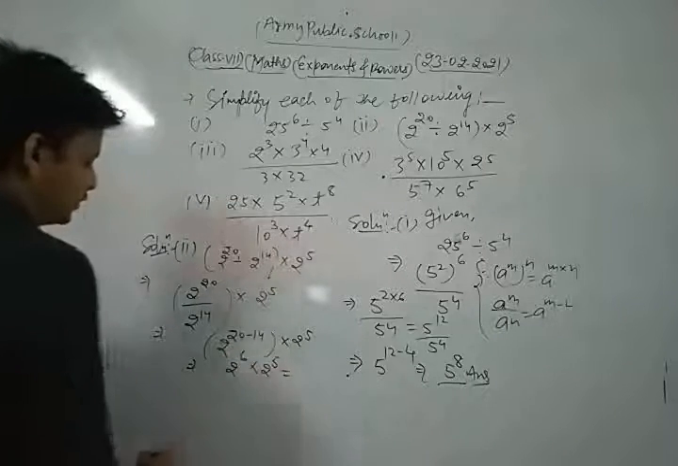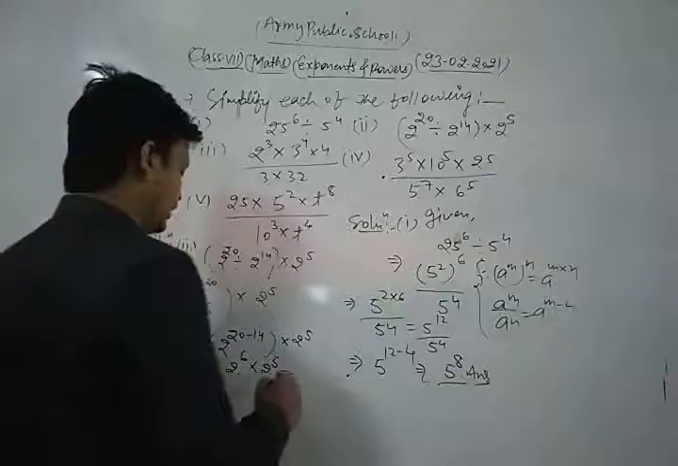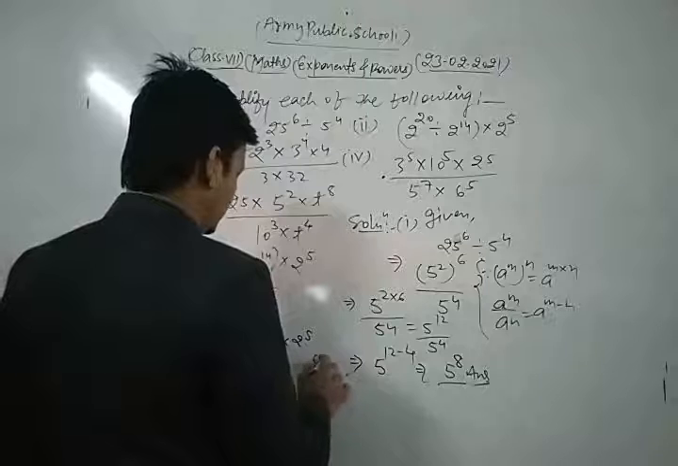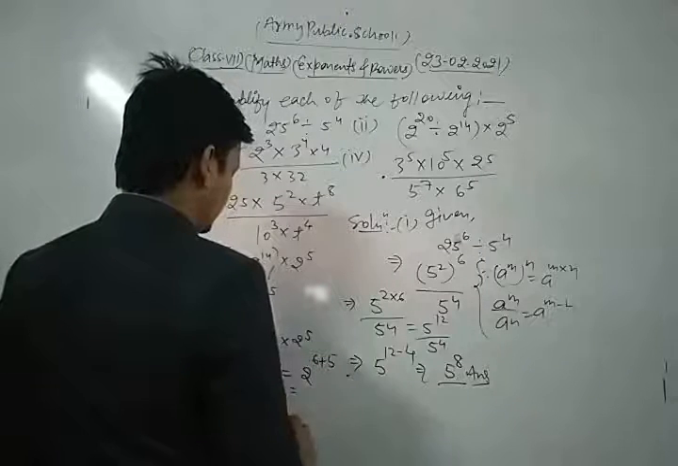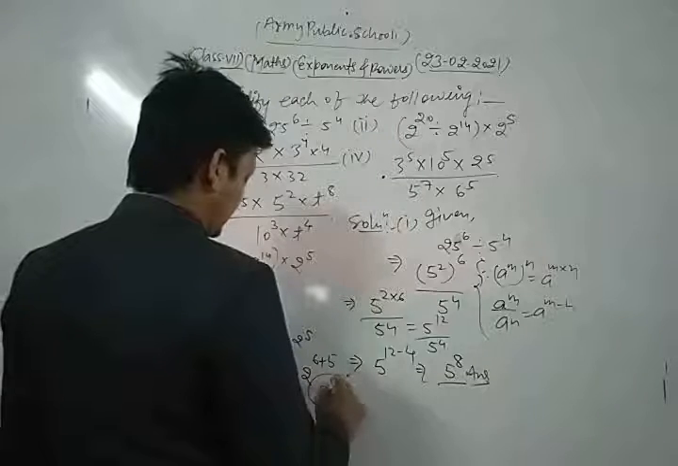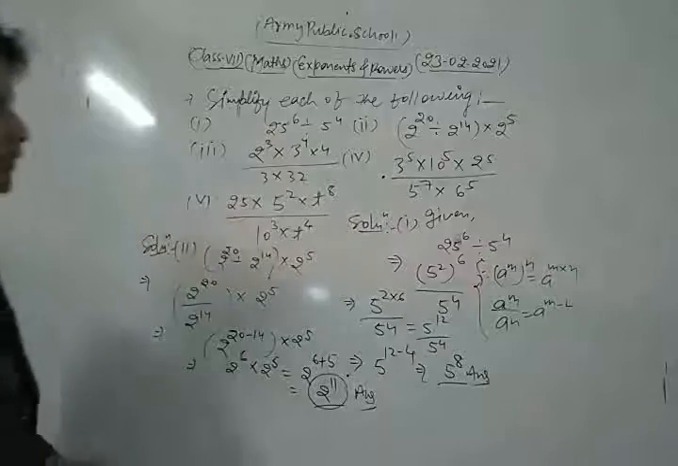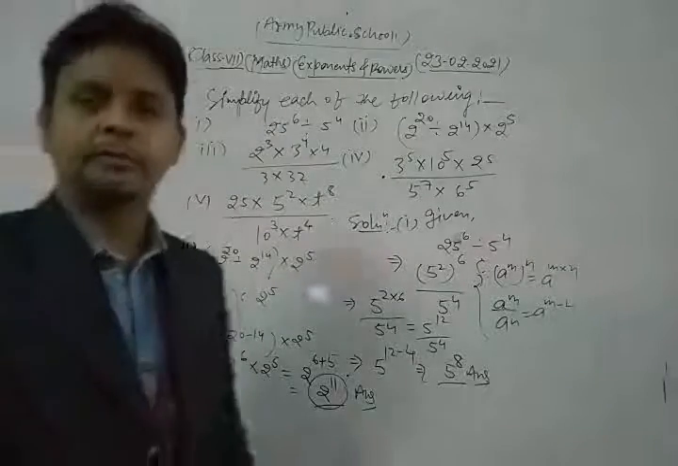Now here we apply the law of exponents. If bases are the same, then the powers are added. So here we write 2 power 6 plus 5, which means what? 2 power 11. This is the required solution of the given question.